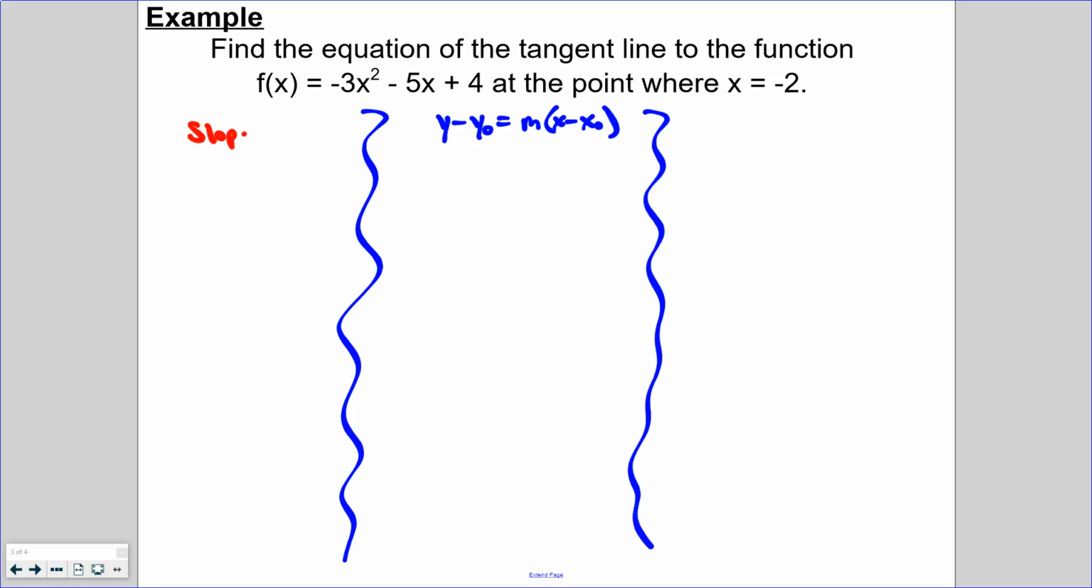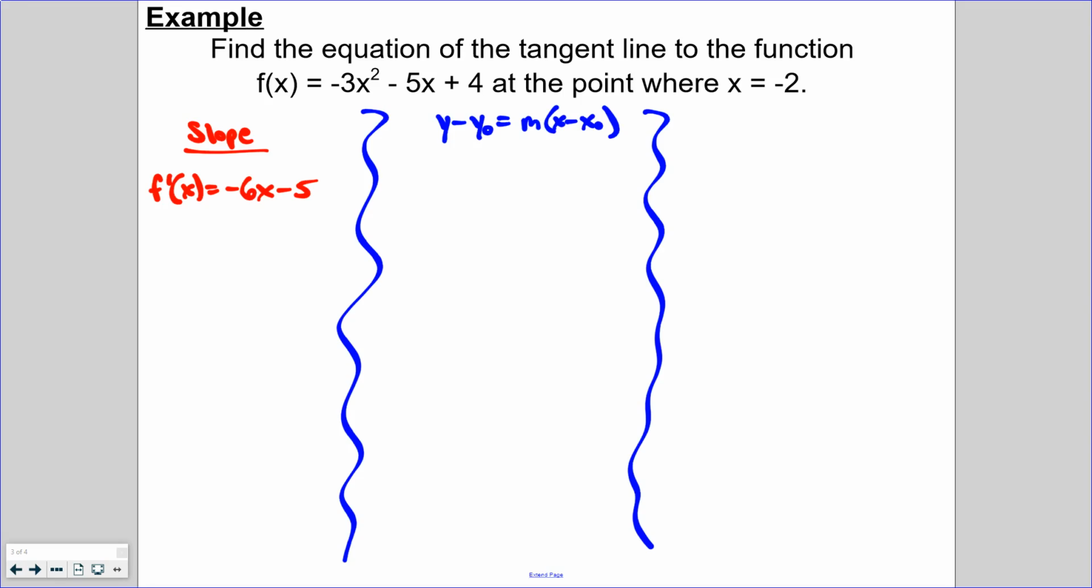So first we need to find the slope. And to find the slope, we're just going to take the derivative of f of x. So we can go ahead and do that. The derivative of negative 3x squared will be negative 6x. The derivative of negative 5x will be negative 5. And the derivative of 4, since it's a constant, will just be 0.